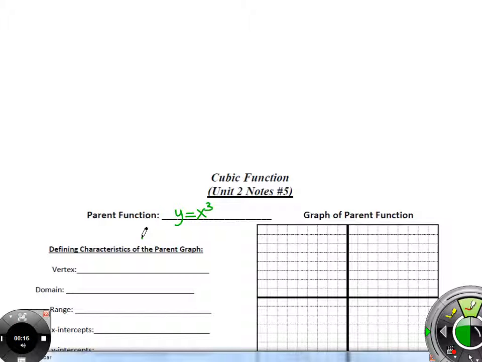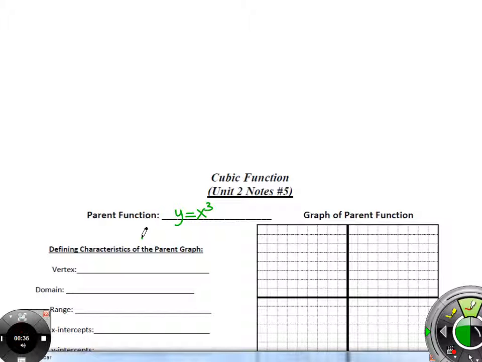All right. The parent function is y equals x cubed instead of x squared because we're looking at a cubic. So think about what happens when you plug numbers into this equation. Our vertex isn't going to look like a vertex anymore. It's not going to be like absolute value or quadratic where the graph turns around, but we're still going to refer to that point as the vertex. That's like the point that started at 0, 0.